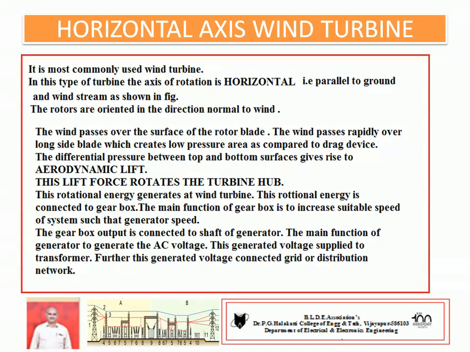The generated voltage from the generator is given to the transformer. Then the transformer increases the voltage level. Finally, this generated voltage may be given to the grid or distribution network as shown in the figure.